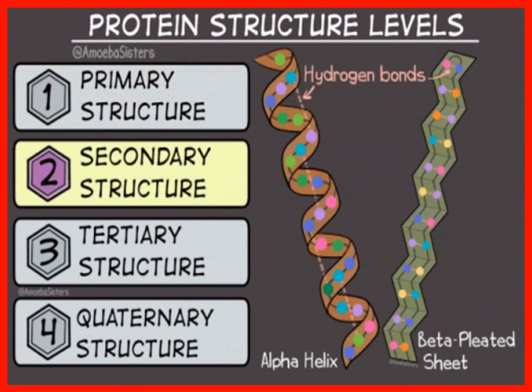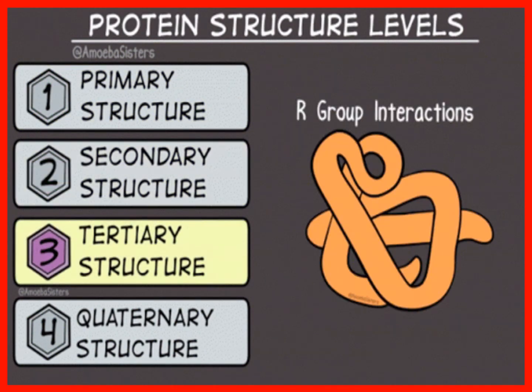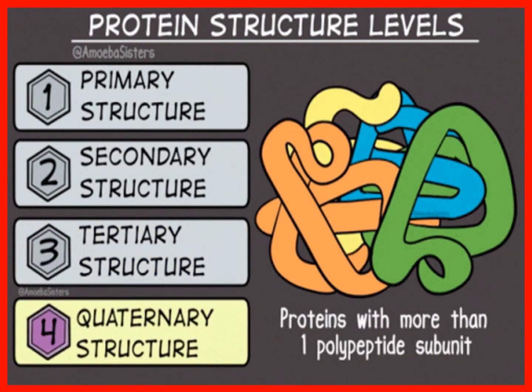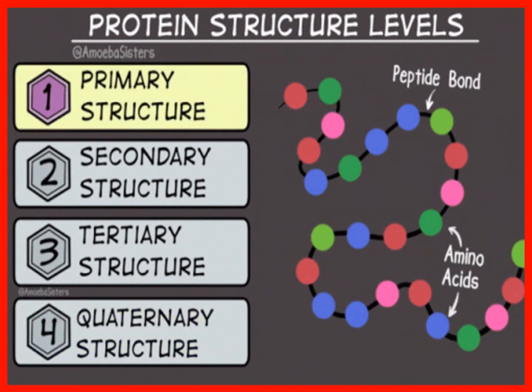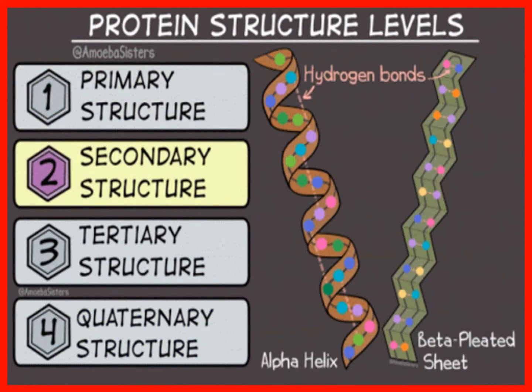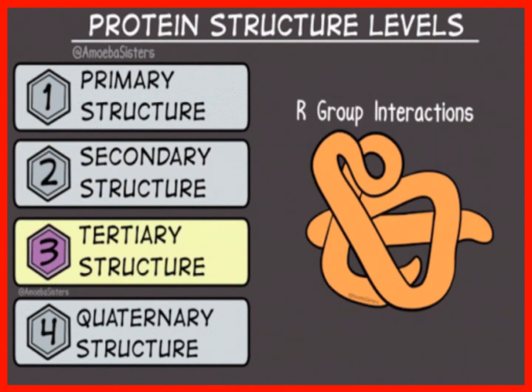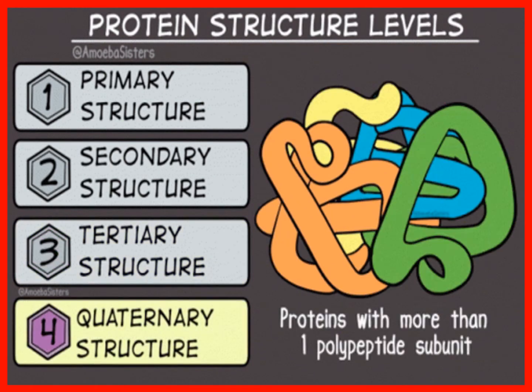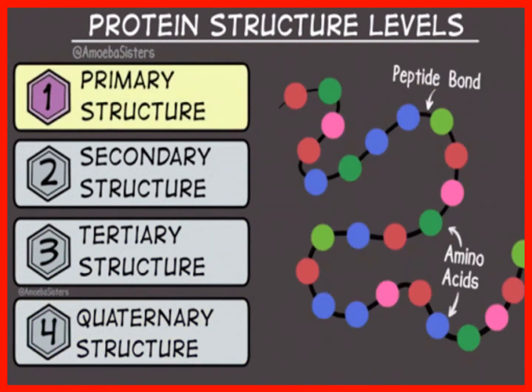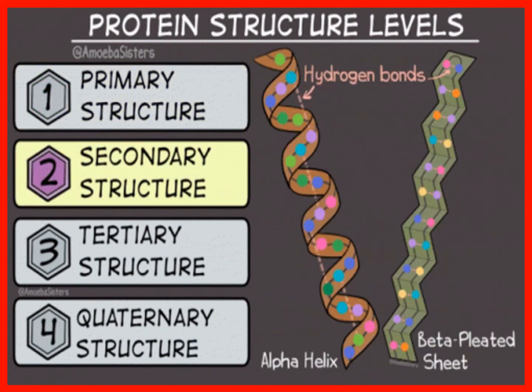So as we mentioned earlier, there are 4 different types of protein structures: primary, secondary, tertiary, and quaternary. We know primary structure is just the polypeptide chain formed by amino acids bonding to each other by peptide bonds. In secondary structure, we've got additional folding due to hydrogen bonds into an alpha helix or beta pleated sheet.